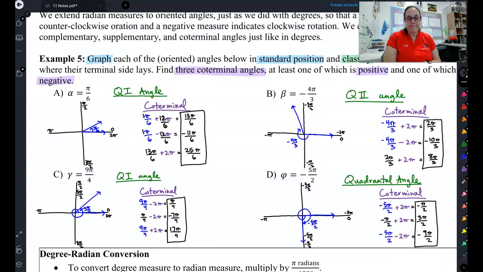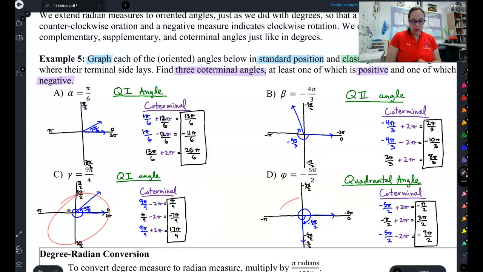Welcome back. These are all the answers I got. Remember, you could have slightly different coterminal angles based on how you added or subtracted 2 pi. But all of your graphs should look the same, and all of your classification should be the same. So if you want to check your answers in more detail, go ahead and pause the video so you can do that right now. Otherwise, we are done with this video.